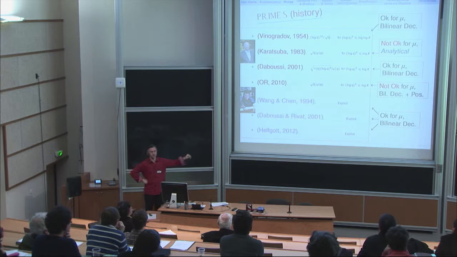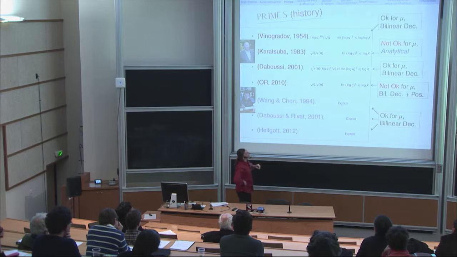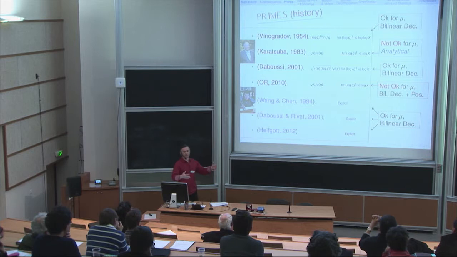Karatsuba in his book, that's a picture of Karatsuba, got the bound square root q upon phi of q, which is optimal. But he uses analytical means. I mean, he uses an explicit formula. He uses zeros and residues and so on. I don't see how you can adapt that for the Möbius function.